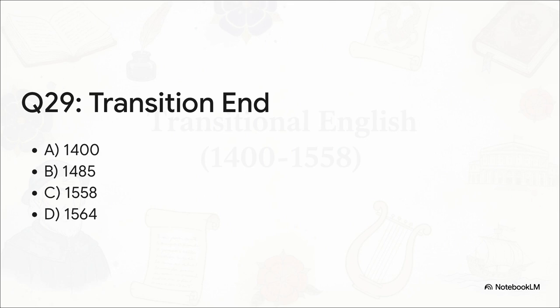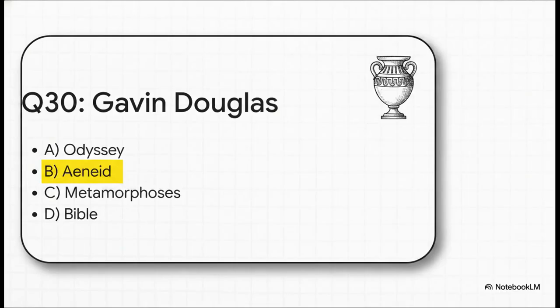Question 29. Which of the following dates marks the accession of Elizabeth I in the traditional end of this transition period? A. 1400, B. 1485, C. 1558, or D. 1564? Now, if you've been paying attention to the title of our explainer today, you definitely know it's C. 1558. This specific year crowns the end of the transitional era we've been expertly quizzing today, ushering in a whole new world.